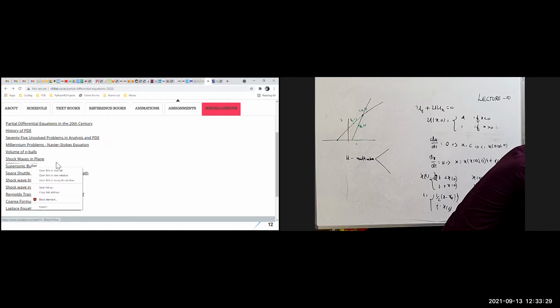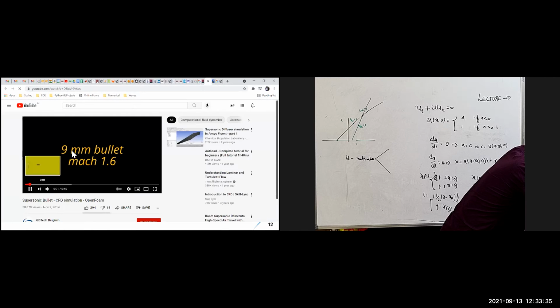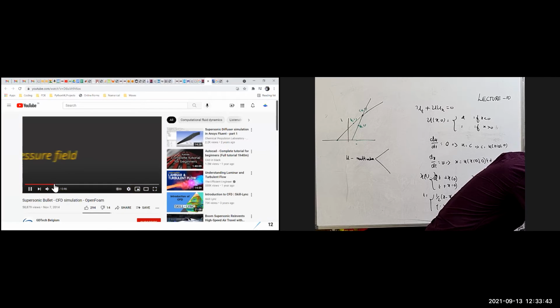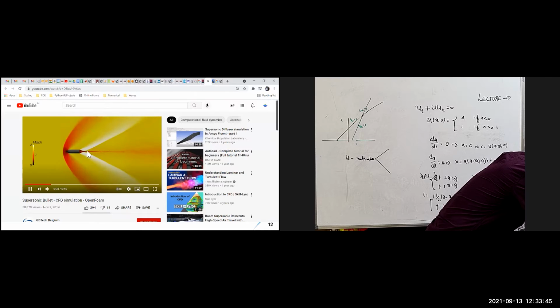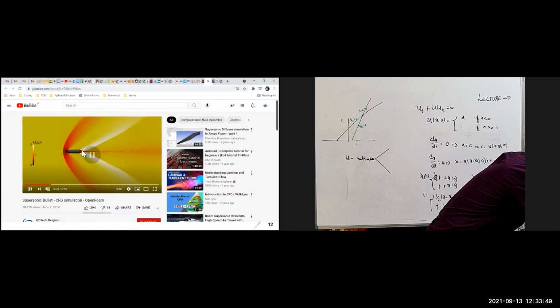Then another one is the supersonic bullet. Again, the same kind of arcs will come here. At the beginning, you can see that there is a curved one, right? So this is kind of the arc. At the trailing, you can see there is an arc forming here. Two intersections are happening.